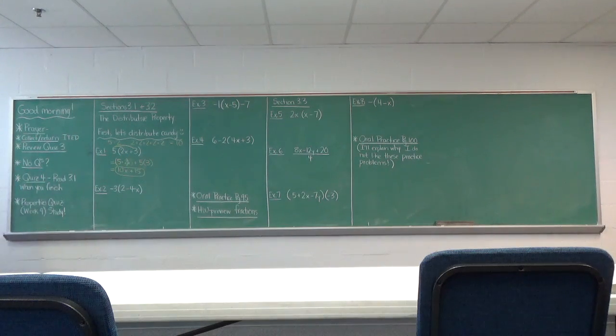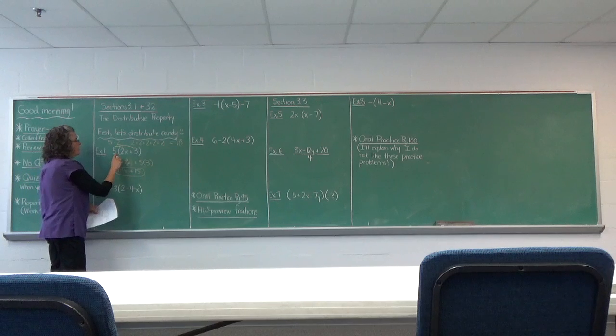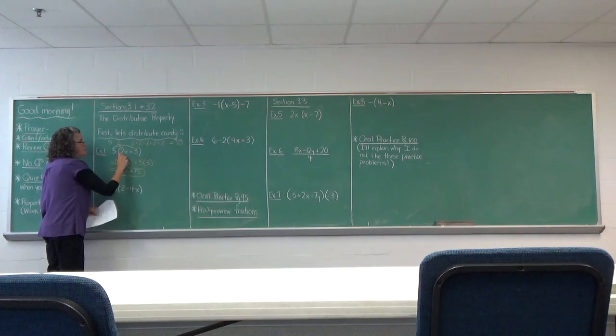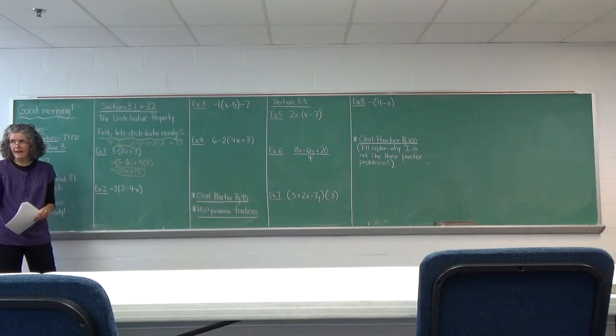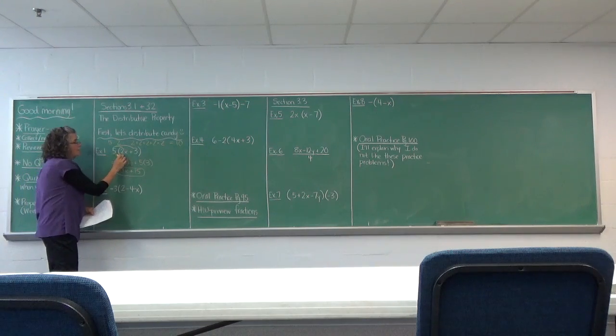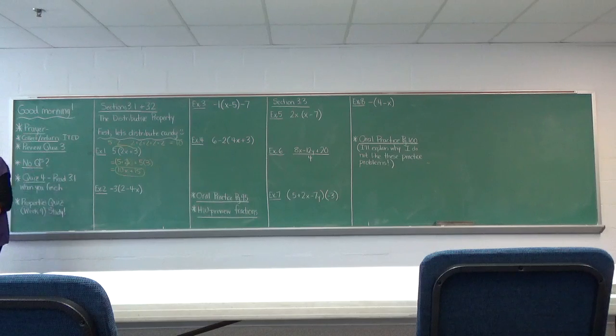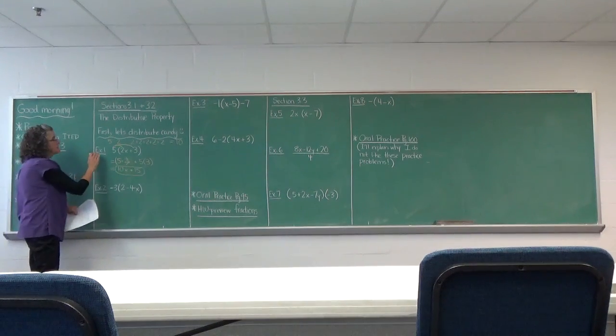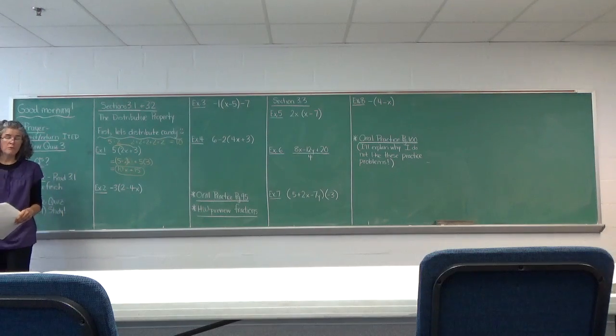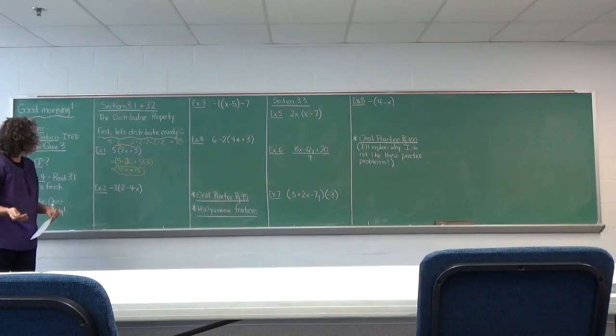Yes? Wouldn't you also have 5 x's? Well, if you think about it, this, Tiffany, means I have 2 x's. This is 2 times x. So when I'm multiplying the 5 by the 2, I am multiplying the x. Okay? That's a good question. All right, this is called the distributive property of multiplication over addition.